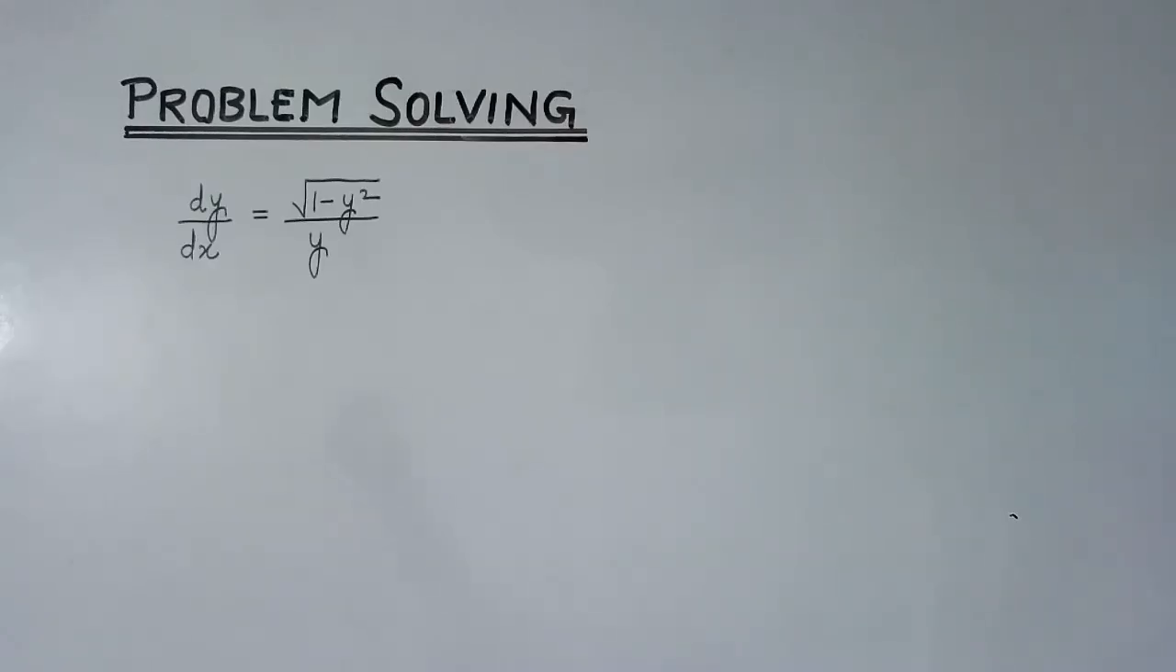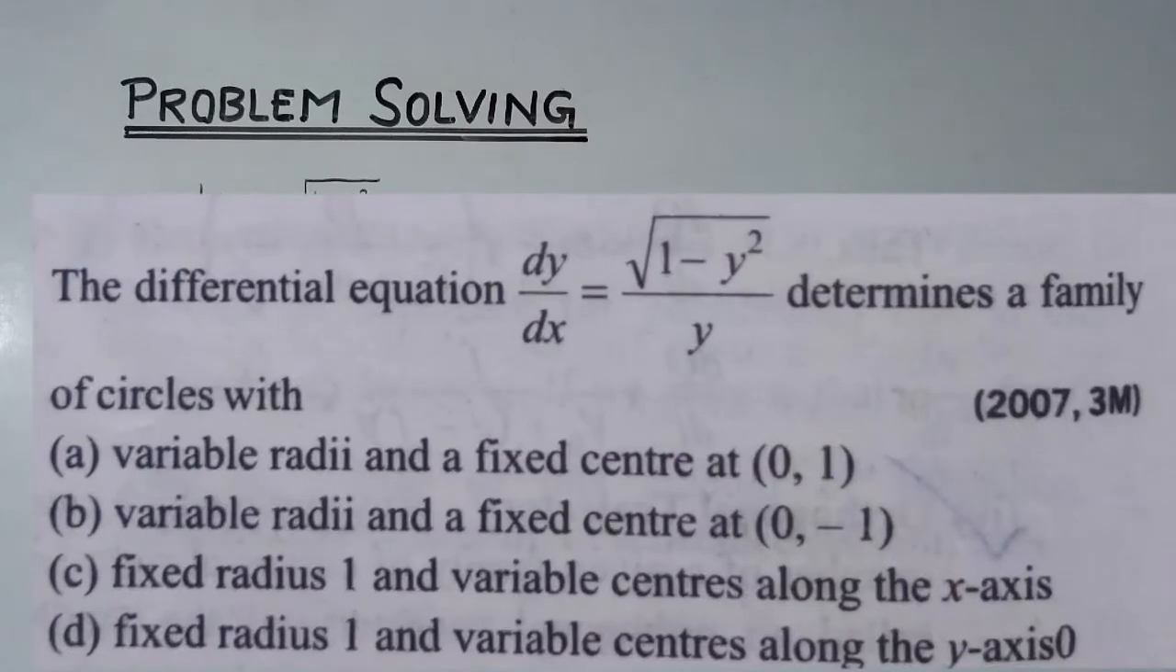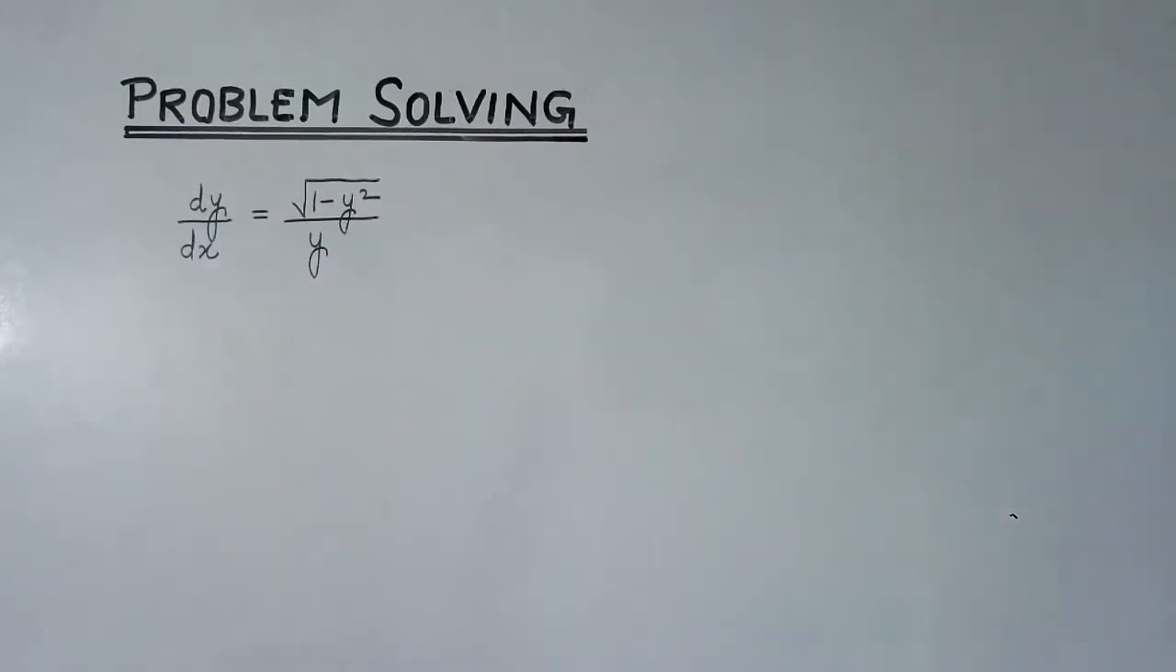Now the sixth question: the differential equation dy by dx is equal to under root 1 minus y square upon y determines a family of circles with, and this question is available on the screen and you have to observe the options also. So according to the options we have to find the solution and then find out which family this equation belongs to. Okay. So let us solve.